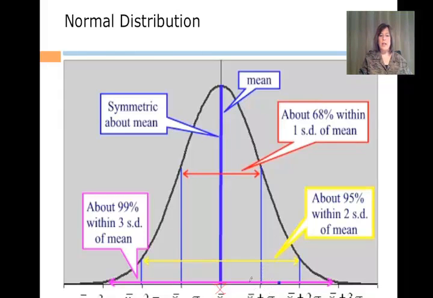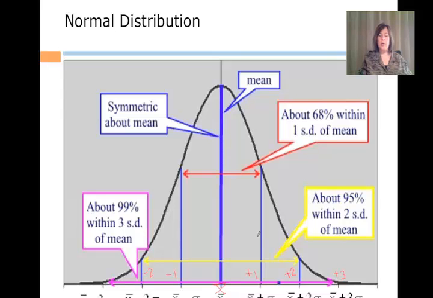And the standard deviation happens at these lines. This is +1 standard deviation at this blue line, -1 standard deviation at this blue line. This is -2 standard deviations, and this is +2 standard deviations. And at the very end, we have +3 standard deviations.